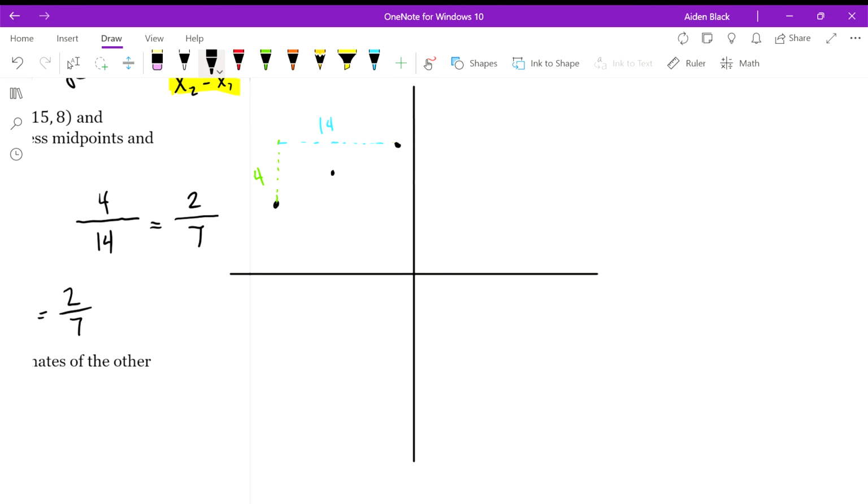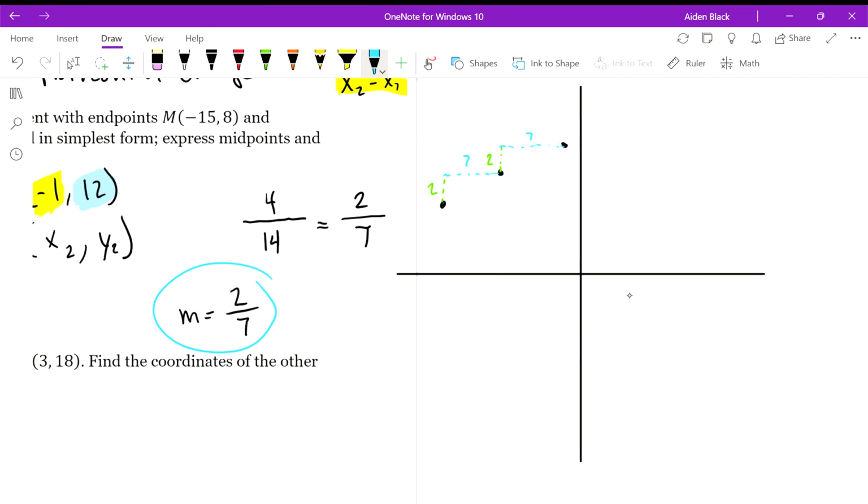If you watch the midpoint video, you would see that we actually had from m to the midpoint would have been up 2 and then over 7. You'd notice the same would be true of this one, up 2 over 7. So our slope is 2 over 7.